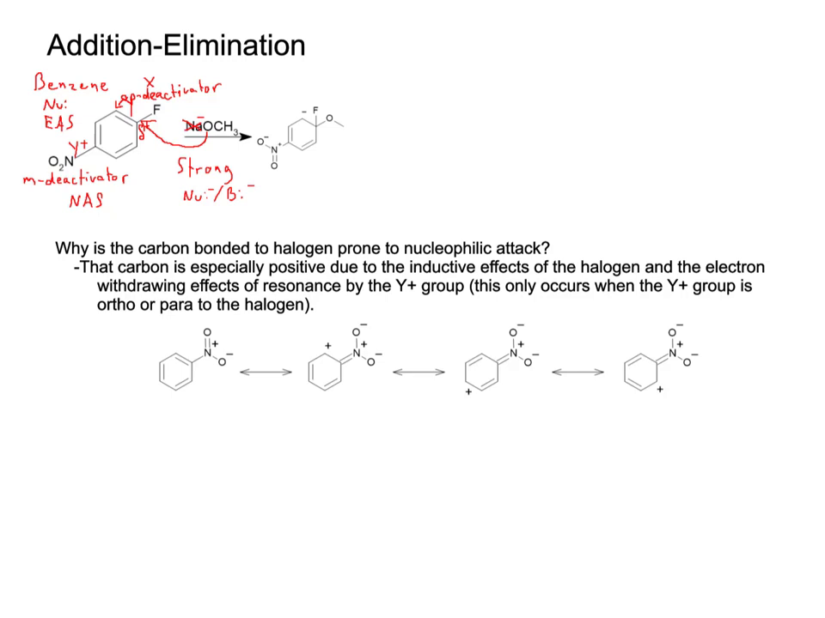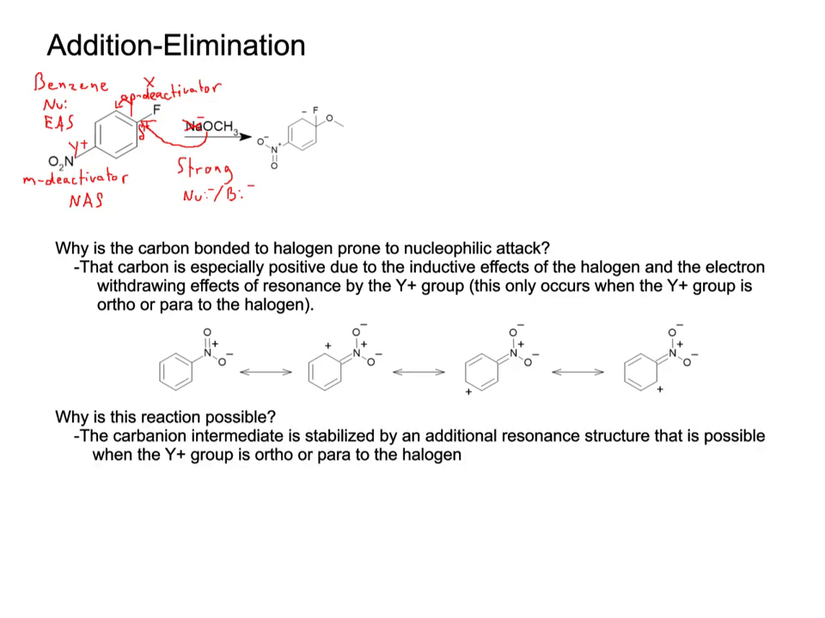When we draw our intermediate, you can see that we have broken the aromaticity of the ring. Why is this even possible? As usual, the answer is resonance. The carbanion intermediate is stabilized by an additional resonance structure that is possible when the Y+ group is ortho or para to the halogen, as shown here.